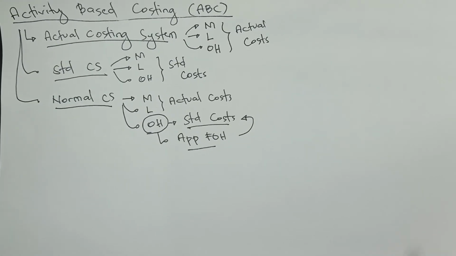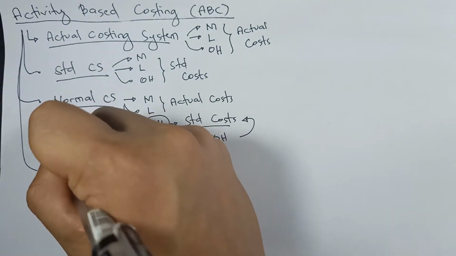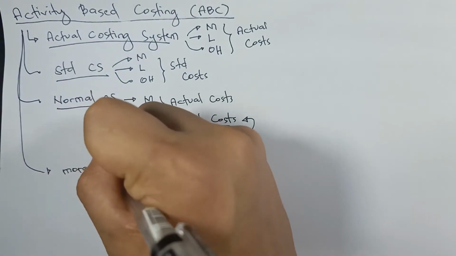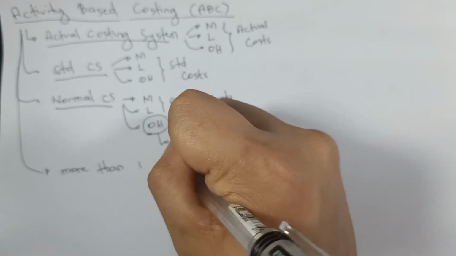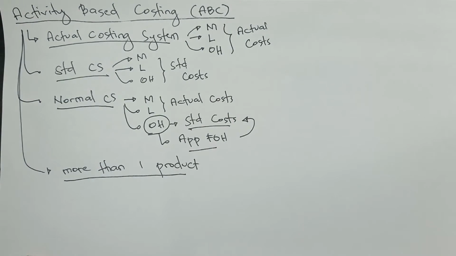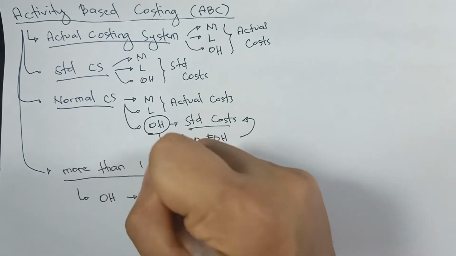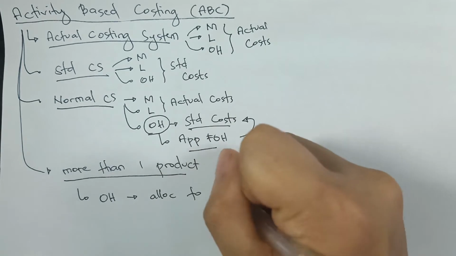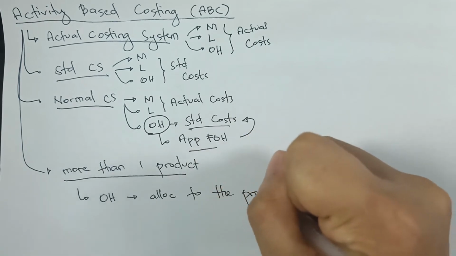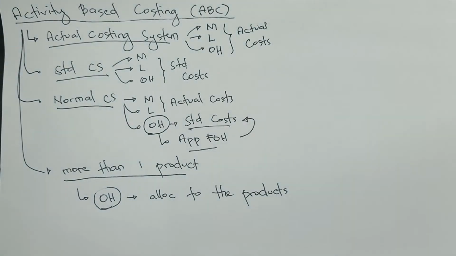Sir, ano po yung pangalawang problema? Yung pangalawang problema is kapag meron tayong more than one product, once again, what if we are producing more than one product. Sir, anong ibig sabihin yan? Ibig sabihin 2 or 3 produkto ang pinoproduce mo. So if we are producing more than 1 product, see to it that the overhead must be allocated to the products.